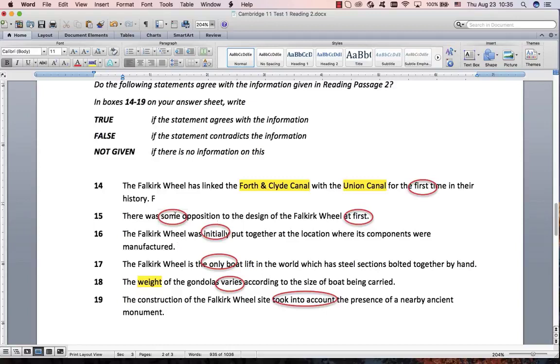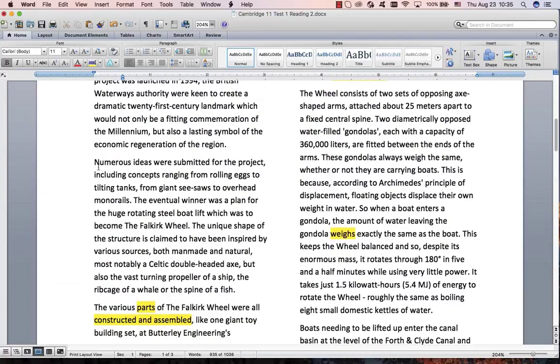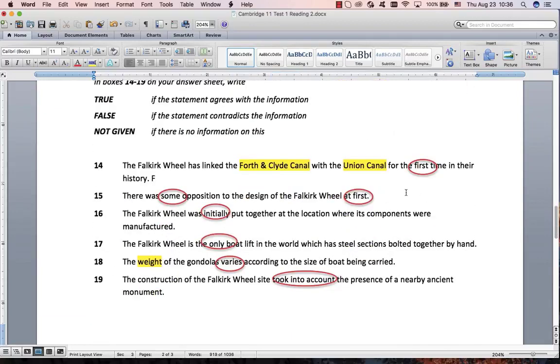Right, this one wasn't so great. There was some opposition at first. Often when this method doesn't work, when there's no clear circle word, often if you need to guess, not given, because that's the case here. I can't find opposition. This is when they're talking about the beginning of the project. This is the shape of the structure. It's got nothing to do with it. This is at the beginning when they put forward ideas for the project. But was there any opposition? There's nothing there about opposition. So that's not given. I don't see anything about opposition. So often when this circle word method doesn't help you, that's a not given.